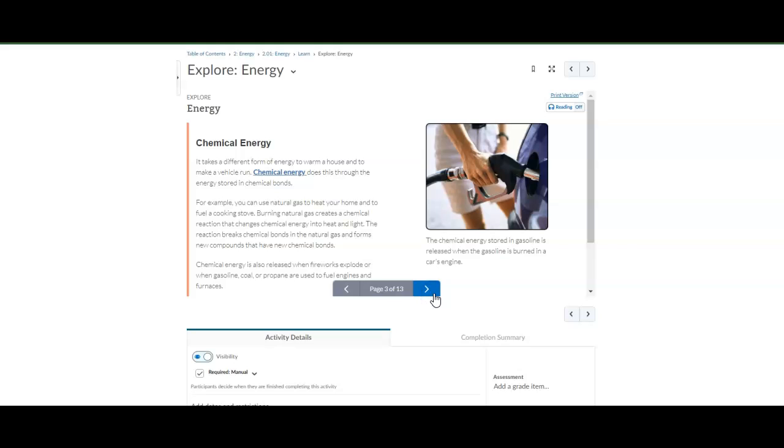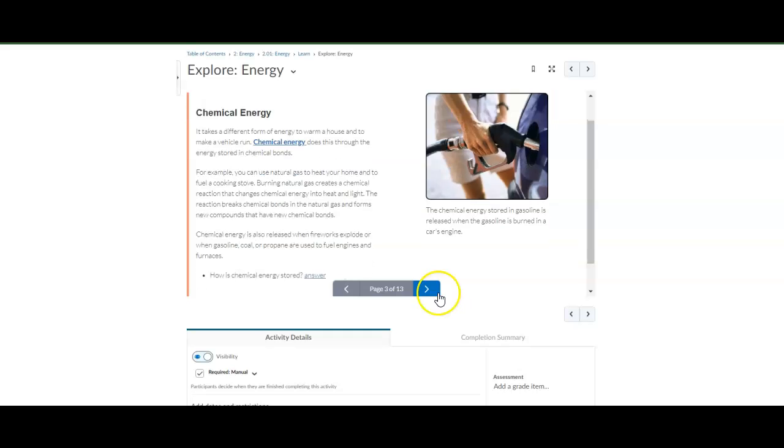Okay, as we move on, we're talking about chemical energy now, which is guiding question 3. And it says it takes a different form of energy to warm a house and to make a vehicle run. Chemical energy does this through the energy stored in chemical bonds. For example, you use natural gas to heat your home and to fuel a cooking stove. Burning natural gas creates a chemical reaction and changes chemical energy into heat and light. The reaction breaks chemical bonds in the natural gas and forms new compounds that have new chemical bonds.